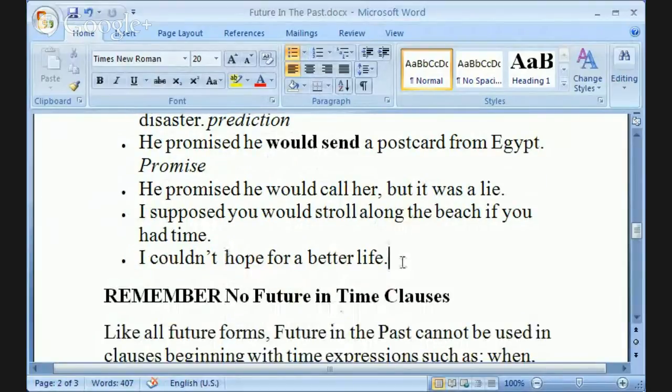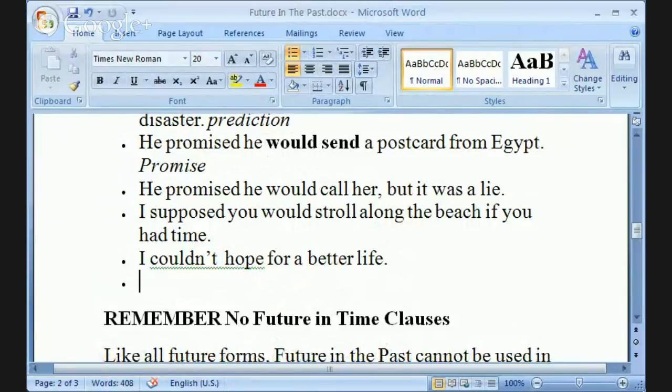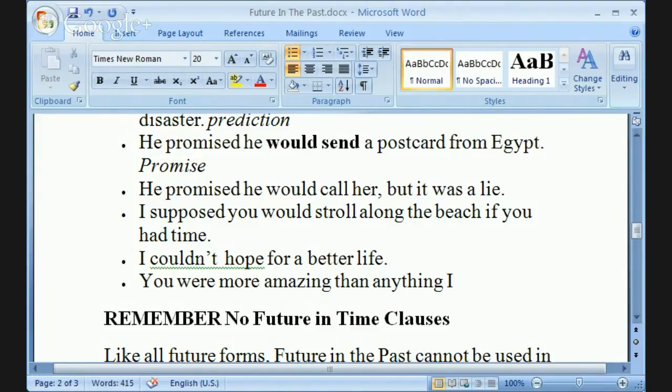Interesting. Yeah, I found another sentence in my head with the same formula. Actually, you can say that something. You were more amazing than anything I would have ever imagined. You were more amazing than anything I could, actually, not would, since you've corrected my mistake, I could have ever imagined. Okay.